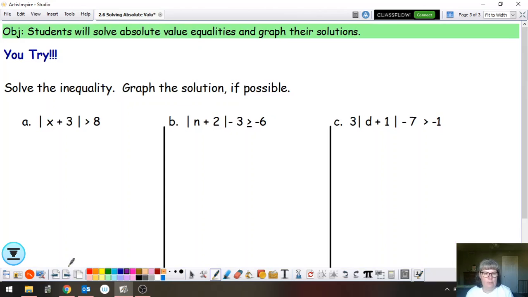So here's your opportunity to do some practice. Now, notice that some of these are absolute values that are not isolated, so make sure you isolate your absolute value before you determine anything. Just a hint there. But here's your opportunity to solve some absolute value inequalities.